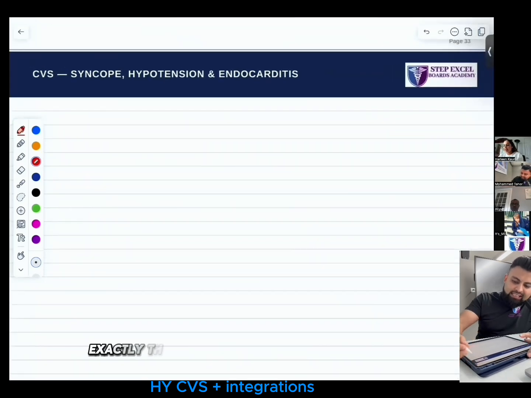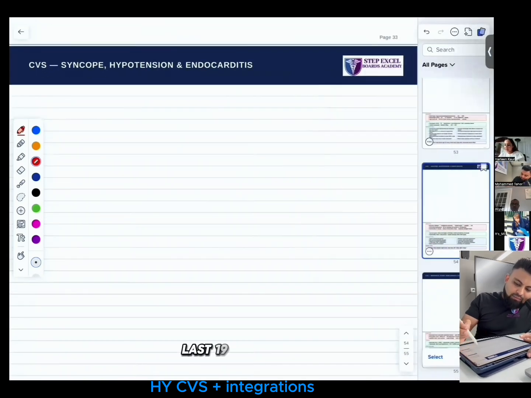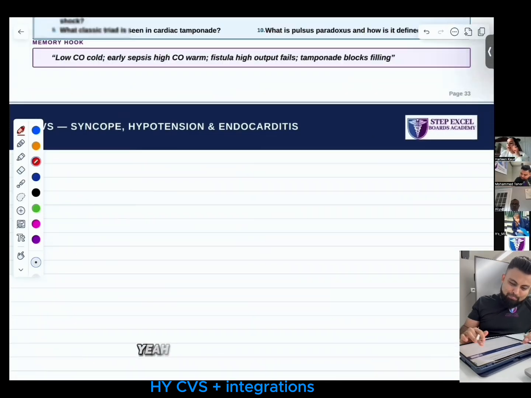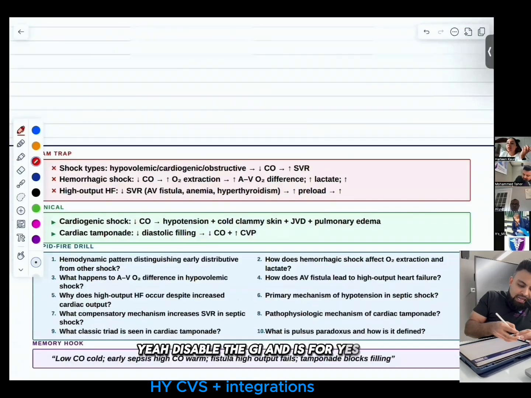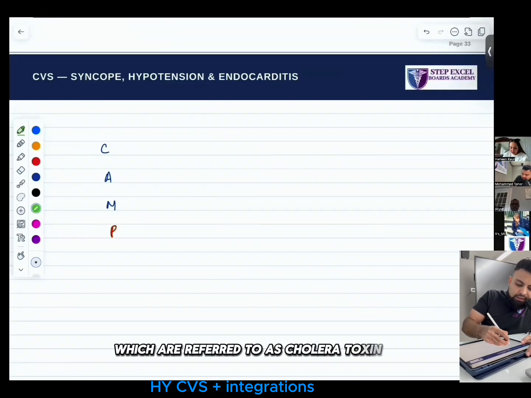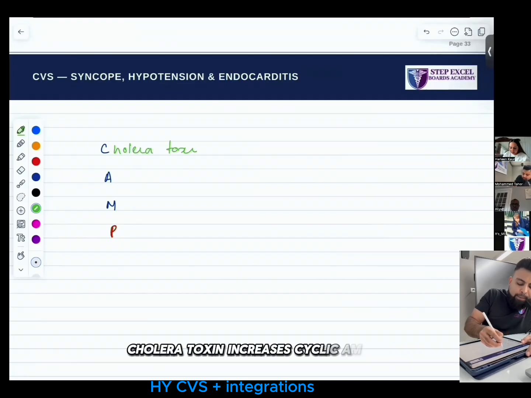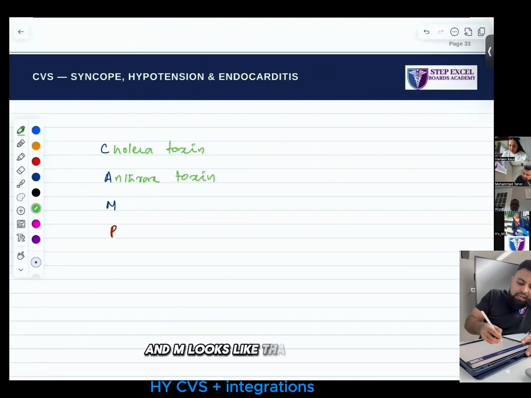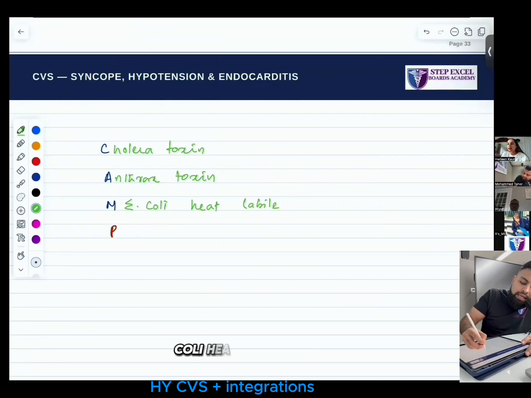Exactly. That's what I wanted you to remember. It disables the Gi, so cyclic AMP. You can remember the mnemonic cyclic AMP. These are going to be the toxins: cholera toxin increases cyclic AMP, anthrax toxin increases cyclic AMP, and M looks like E, that is E. coli heat-labile toxin, and the last one is the pertussis toxin.